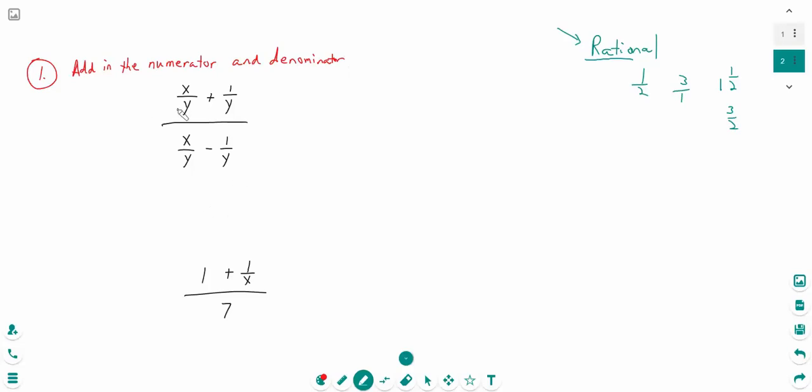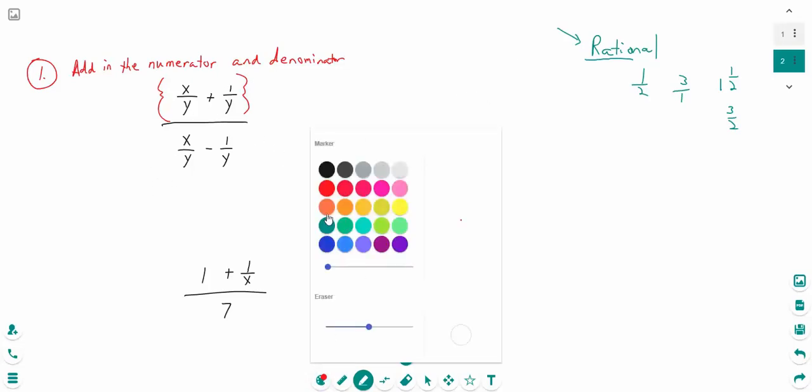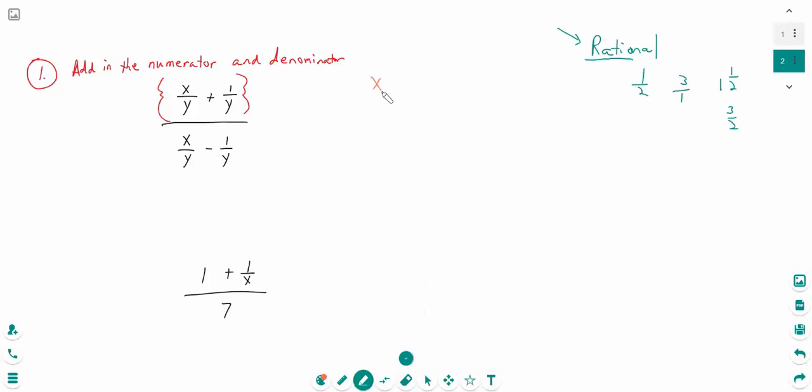Okay, so we're going to take this numerator and just focus on that part of the problem. Okay, one thing at a time. We're just going to take that numerator and add it. So I have x over y plus 1 over y.